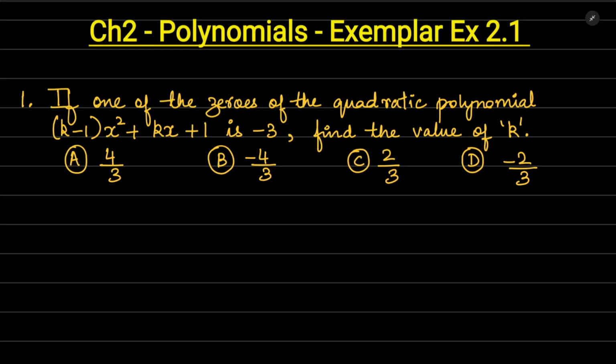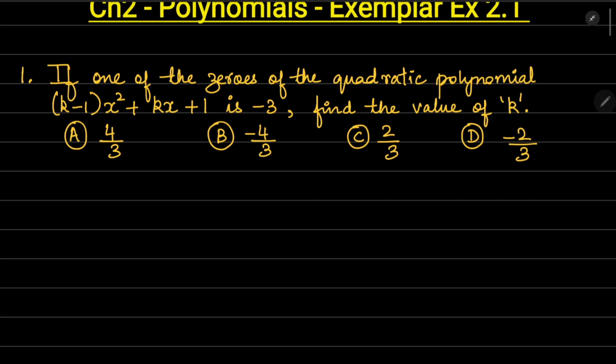So the first question for the day is, if one of the zeros of the quadratic polynomial (k minus 1) into x square plus kx plus 1 is minus 3, find the value of k. You are given three options. We need to find the value of k in this polynomial. So what are we given? We are given one of the zeros is nothing but minus 3.